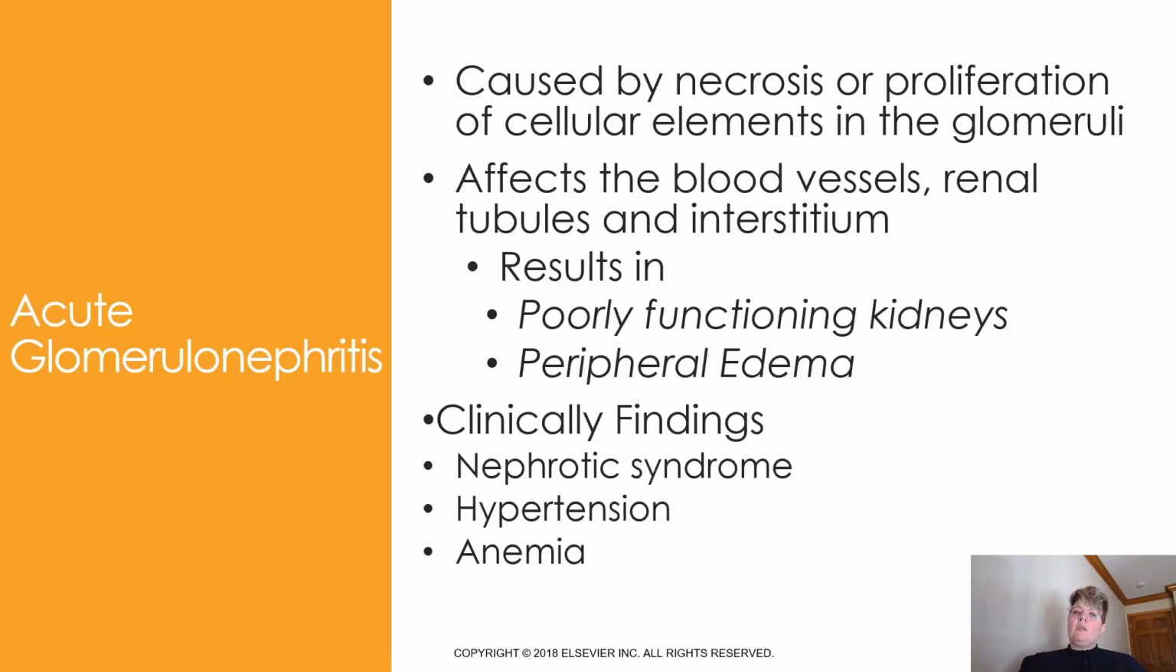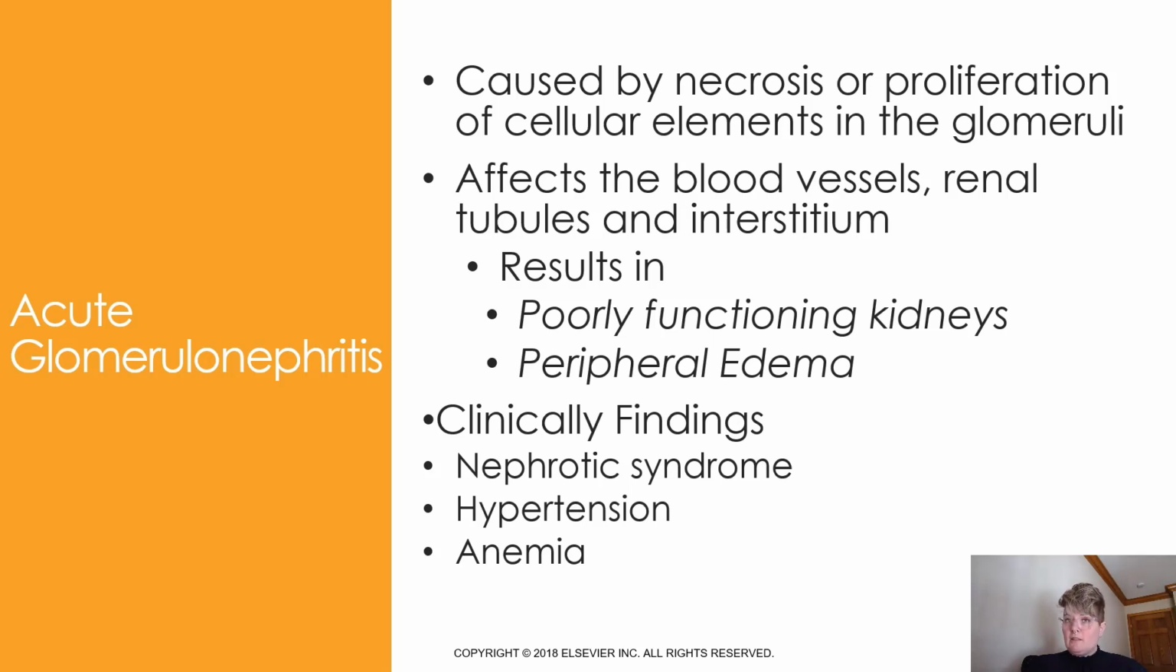So we're going to start with acute glomerulonephritis. Breaking down the term again, acute means sudden onset. The glomerular refers to the glomeruli of the kidney, and that's part of the whole filtration process. And then nephritis is kidney inflammation. So this is an inflammation of the glomeruli. Basically what happens though is that the elements of the glomeruli start to die off. They start to necrose. And when that happens, it starts to affect how the whole kidney functions.